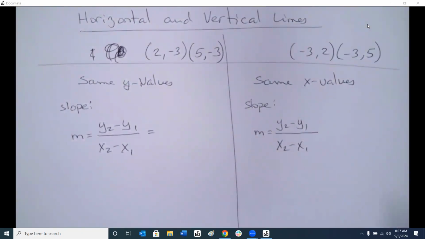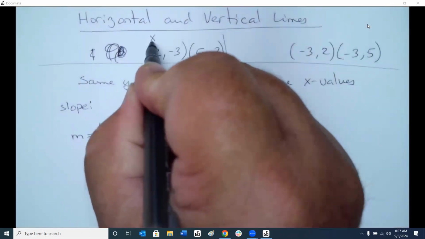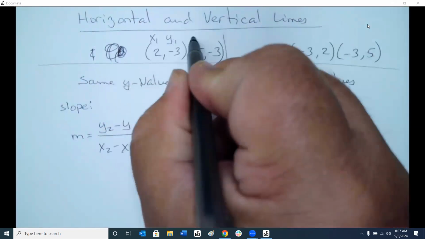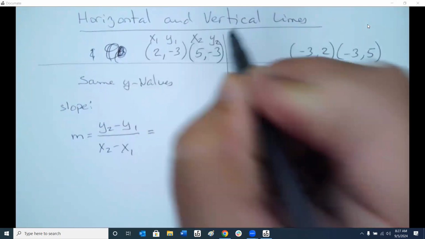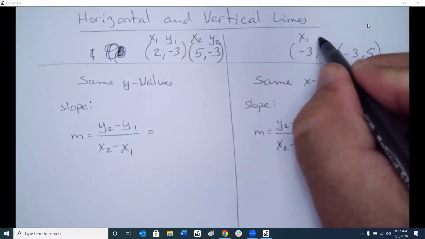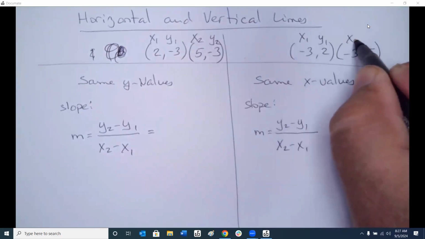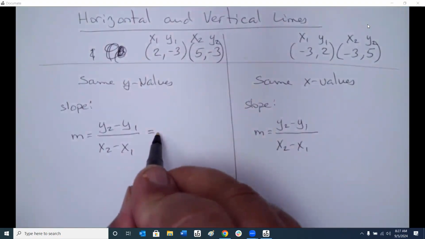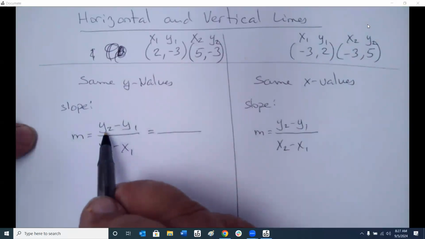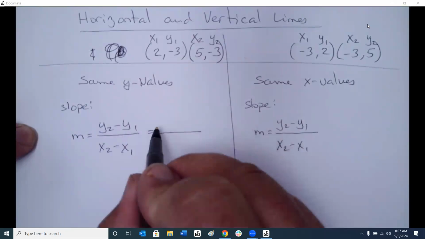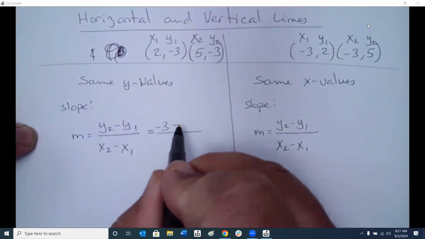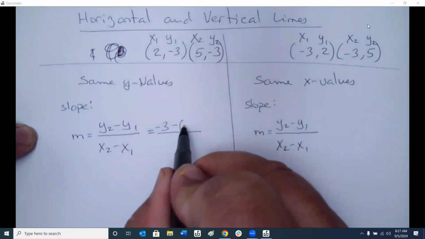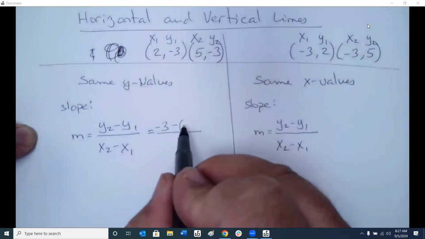So let's label our points. This is x1, y1, x2, y2. Remember, the subscript, the number on the bottom, represents which point it's related to. So what's y2? -3. Minus y1, y1 is -3.